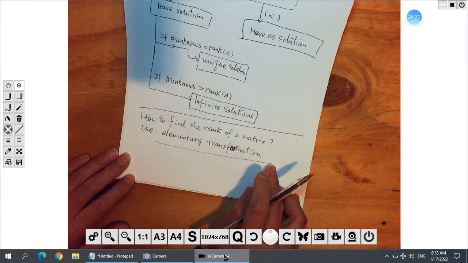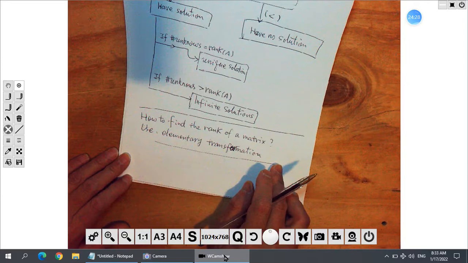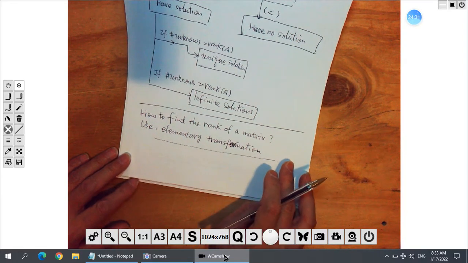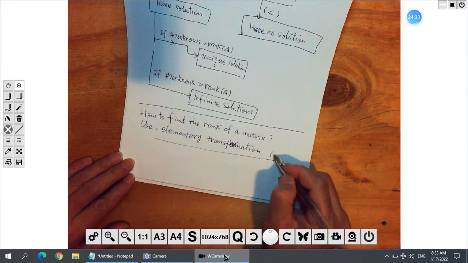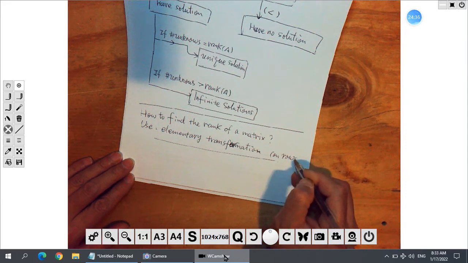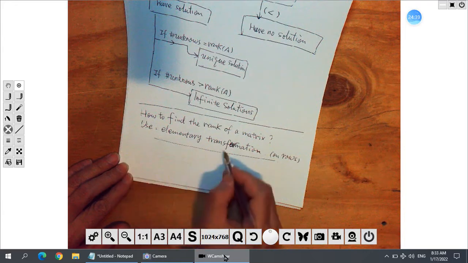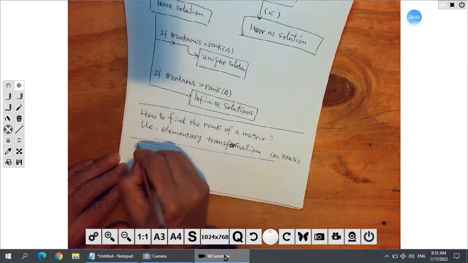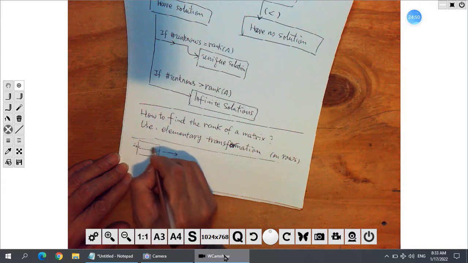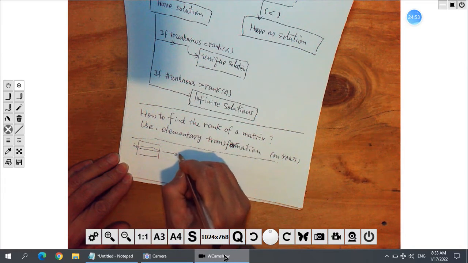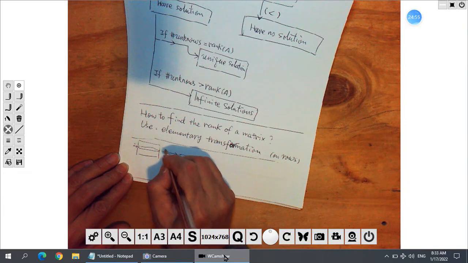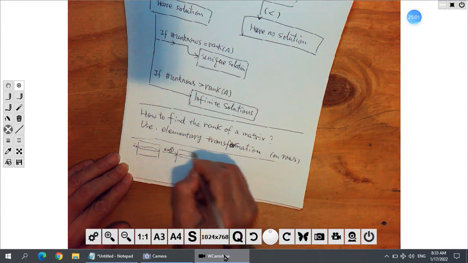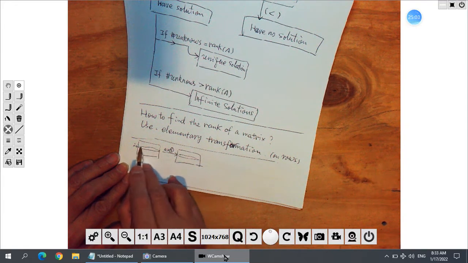Do you remember what is elementary transformation? Actually, here we only use three elementary transformations on rows. The first one: the ith row times a. We multiply the constant on this whole row.